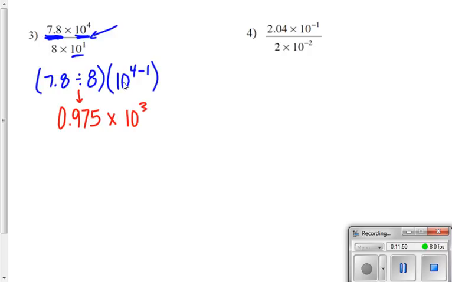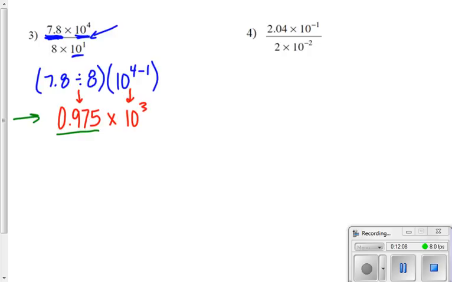One problem with this answer here, notice that this here is not in scientific notation. That number is not at least 1. It is less than 10, but it's not at least 1. So we need to put it into scientific notation. Here's the easiest way that I think to do this. Take this number and put it into scientific notation.